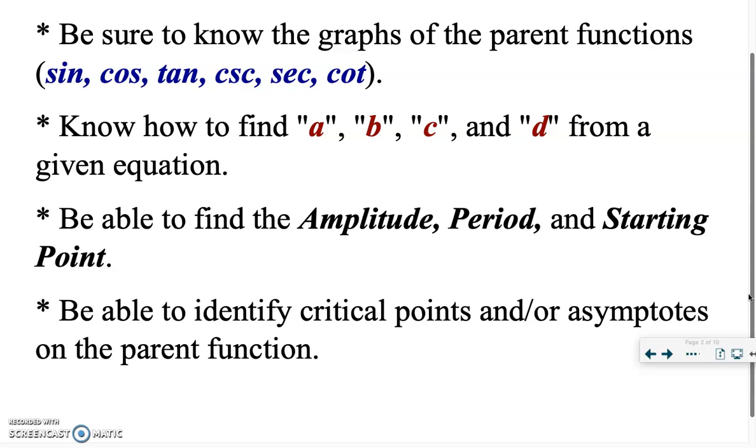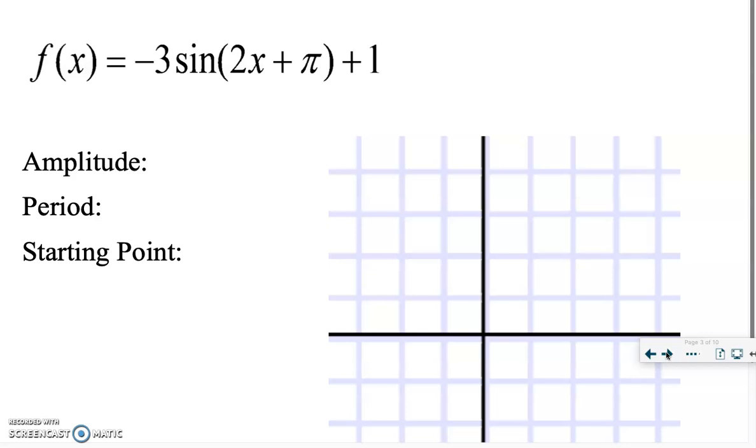So something to consider. Also, we want you to be able to identify critical points and or asymptotes on the parent function. Critical points means that if we're drawing a sine curve, for instance, when we draw out one period in the frame, we're going to have 5 critical points, and being able to identify where those points are located is going to be important. The asymptotes, identifying where they are located, but also being certain to draw them on the graph. That's another spot where some students have struggled previously.